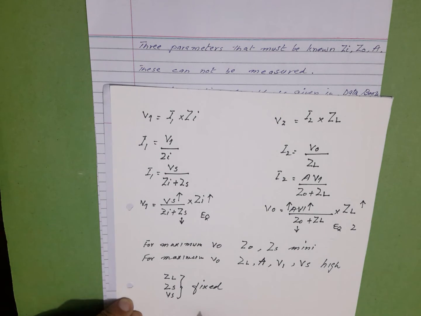We are left with two choices, that is Zi and gain. We can increase the output by increasing A, and A is nothing but the ratio of Z21 over Z11, and it is feasible. Or use a large value of Zi, or decrease the value of ZO. By decreasing the value of ZO, V0 can be increased.